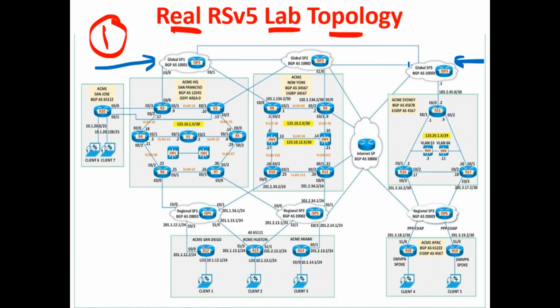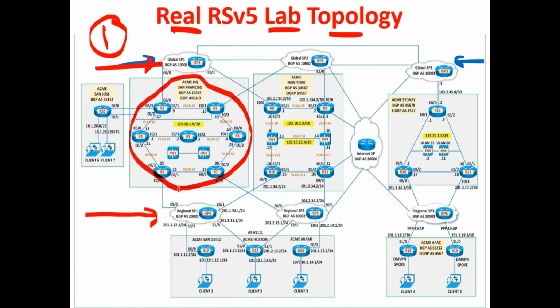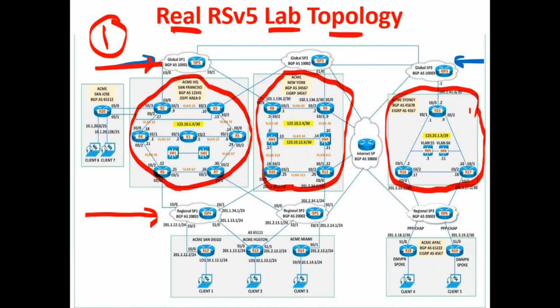Right at the very upper layer, you can see global ISPs, ISP1, ISP2, ISP3. Then you have regional ISPs, ISP4, ISP5, and ISP6. So we have global ISPs, we have regional ISPs. And over here we have one core, one headquarter. Then we have another headquarter over here. And there is the third headquarter. We have a couple of client sites.